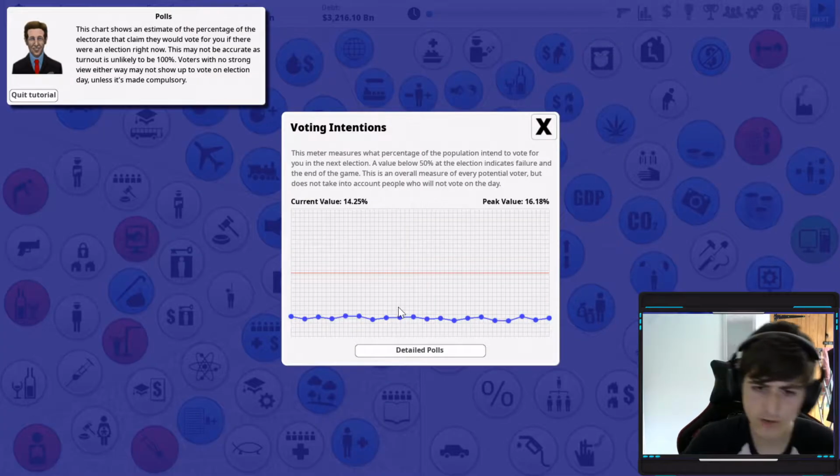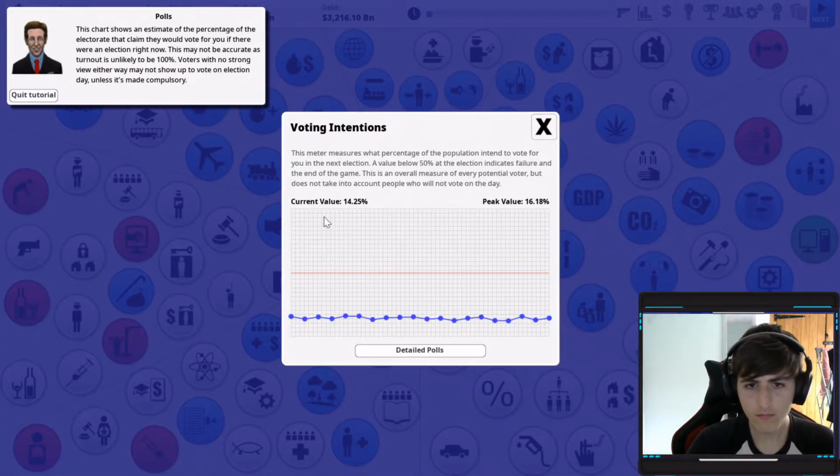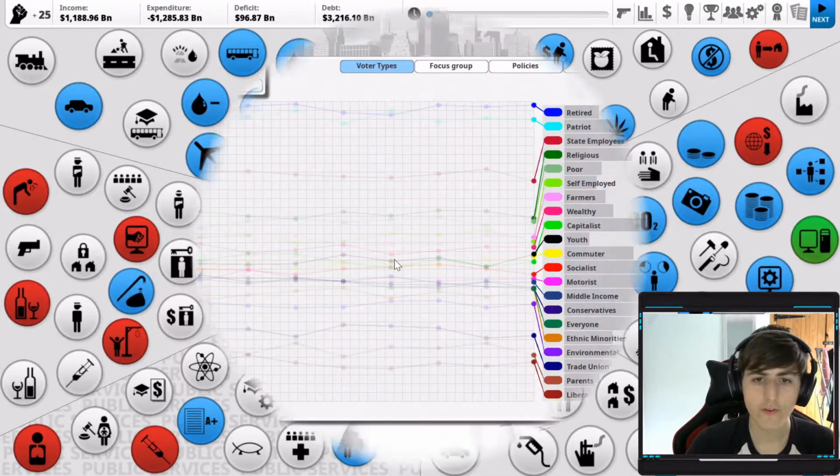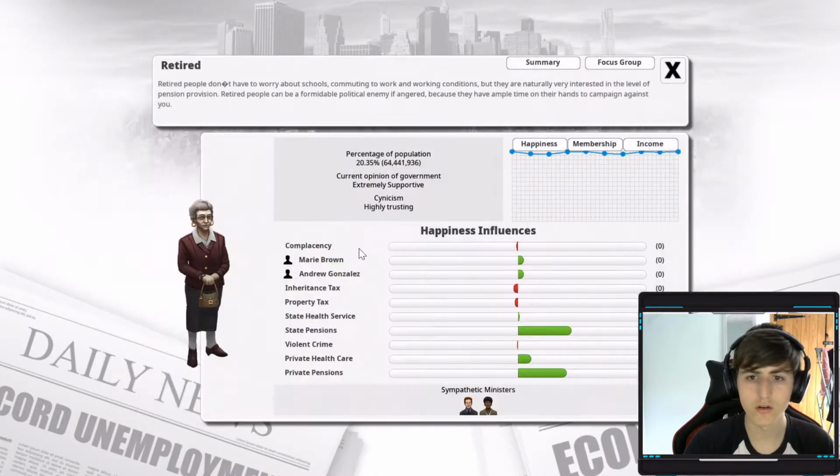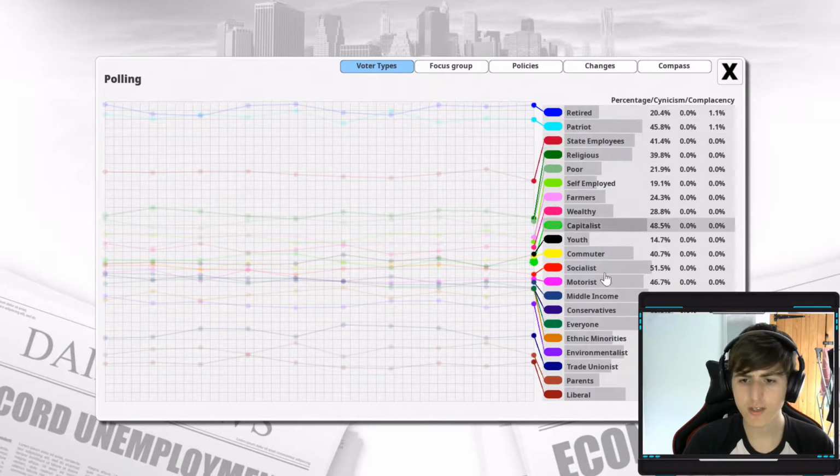So let's have a look at the general popularity. At the moment it's only 14.25%. If we go into the polls, we can see different voter types, how much they plan to vote for us, how happy they are with us. The retired are actually quite happy with us at the moment, thanks to state pensions, private pensions, things like that. Patriots are happy. Liberals, parents, trade unionists are not happy.